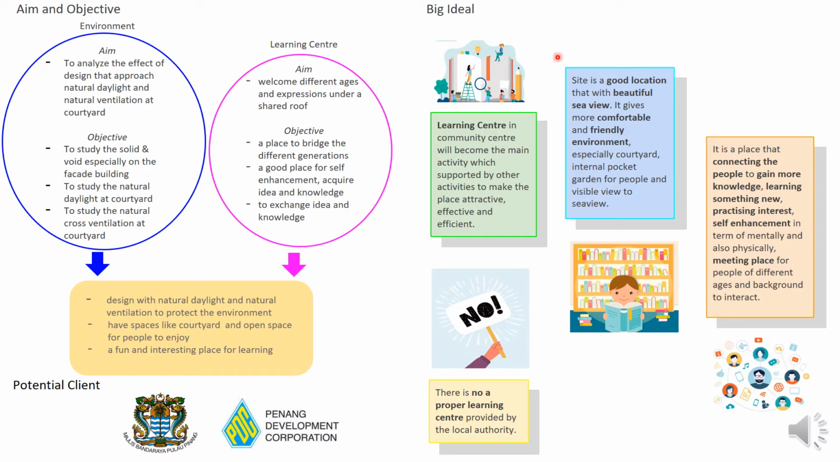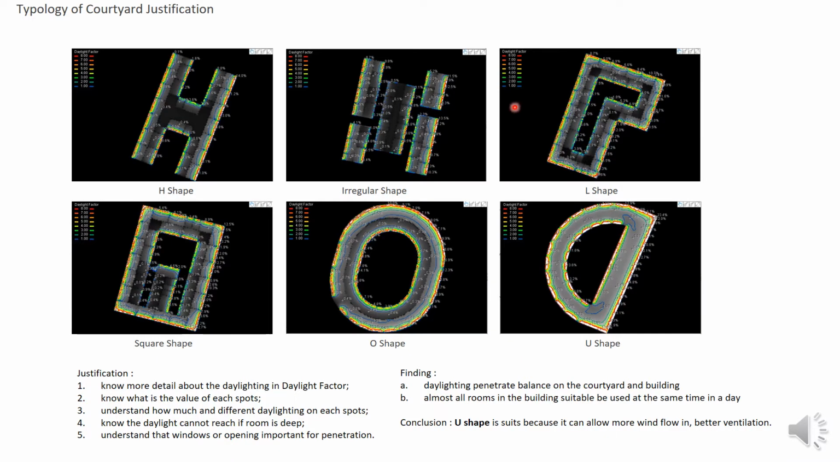So here is my big idea. Here is my typology of the courtyard and the justification. I will use the Velux to do it. After I did this kind of study, I found out that the O shape and U shape are more suitable to be used at the same time in the day. So I will choose the U. Why did I choose the U? Because there is more wind flow and better ventilation.